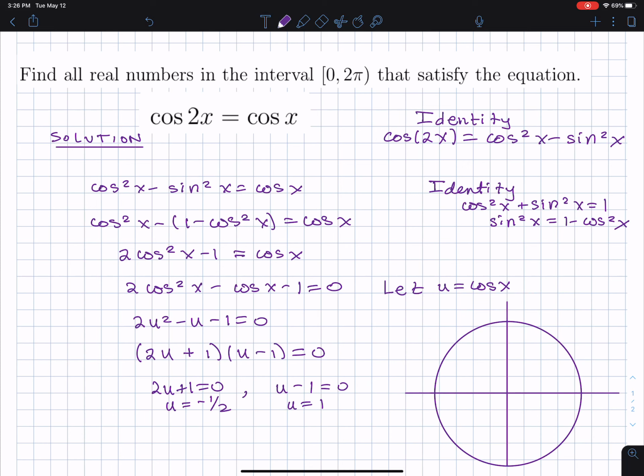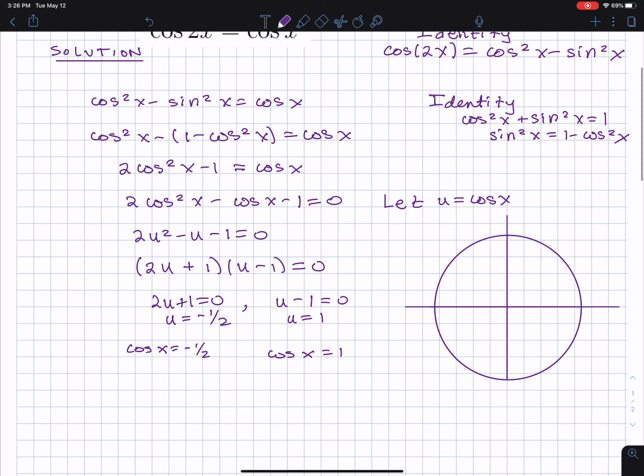Okay. So when we have u is negative 1/2, I sort of left that too early without finishing. So that means cosine x equals negative 1/2, and u equals 1 means cosine x equals 1. Well, cosine x equals 1 is over here at 0. Cosine 0 is equal to 1. So cosine is the first coordinate and sine is the second coordinate.